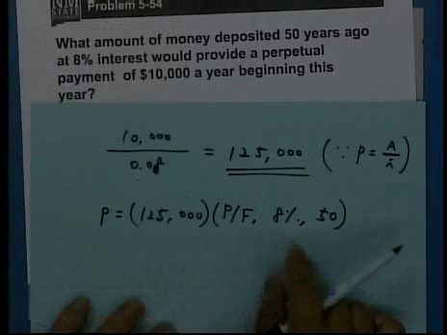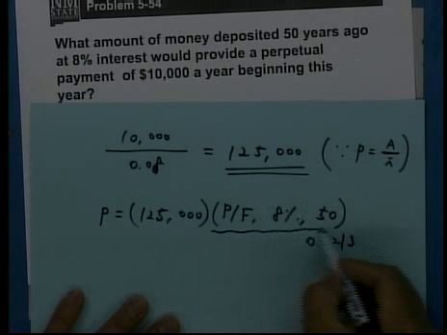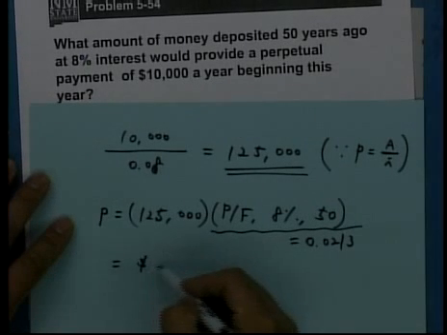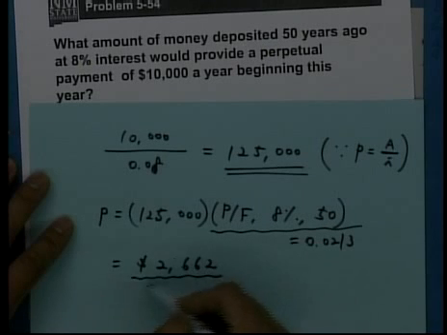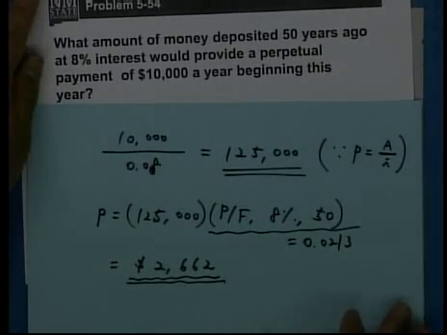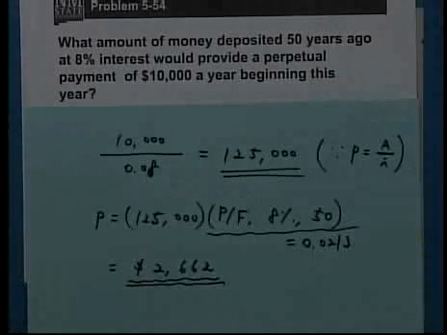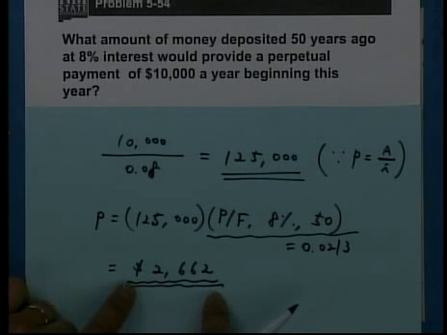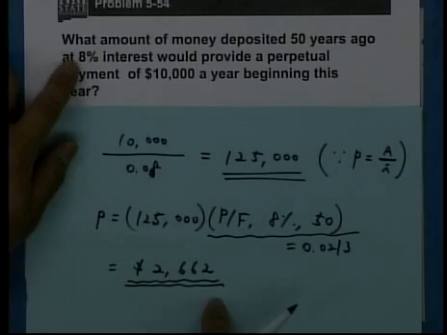That is 0.0213. So how much is this? Okay, so this is $2,662. So if you deposited $2,662 50 years ago, then it would provide a perpetual payment of $10,000 a year beginning this year. Okay? Assuming the interest rate is 8%.